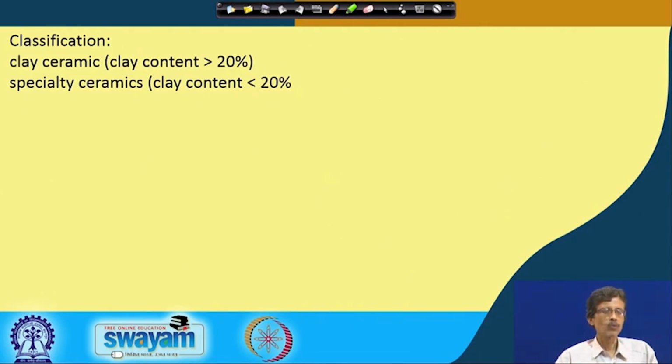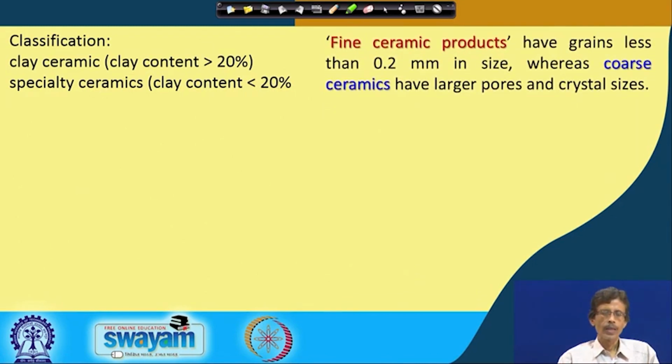But if we move away from there, that means if we want specialty ceramics for special purposes or special use, we see a large number of ceramic materials that are nowadays industrially very useful and very importantly used in different sectors. So if your clay content is less than 20%, we consider this a specialty ceramic material. Then we can have what are considered fine ceramic products.